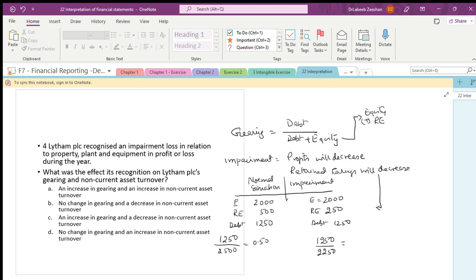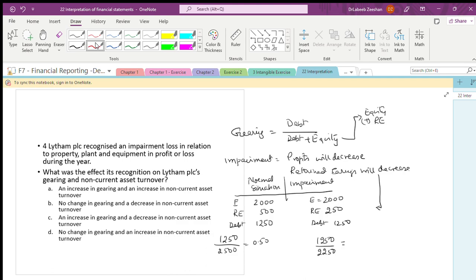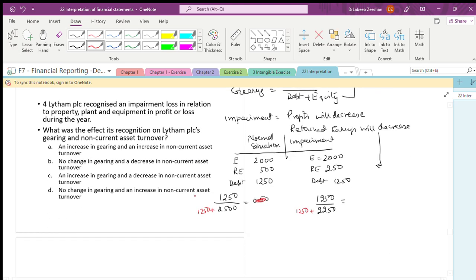One minute, please. Again, we are making the same mistake here. It is debt plus equity, okay? It is not only debt, it is debt plus equity as such. How much is the debt? 1250. Now 1250 divided by how much? 3500.